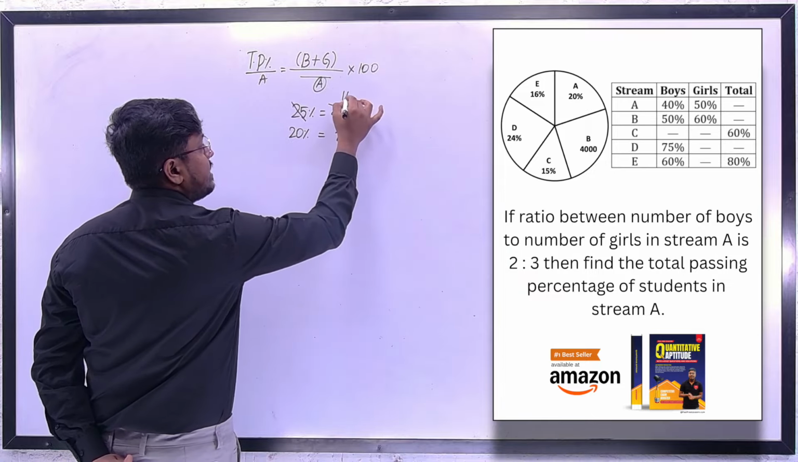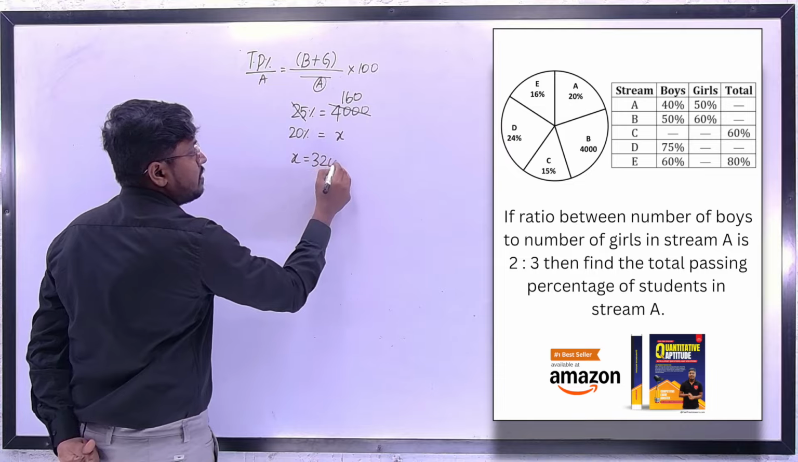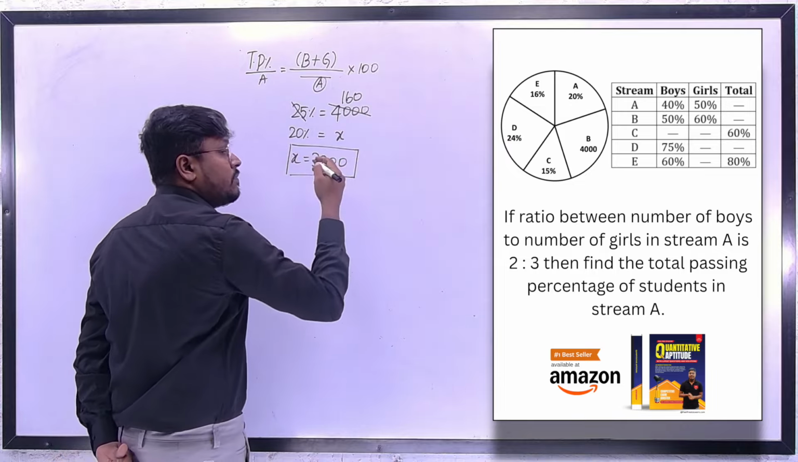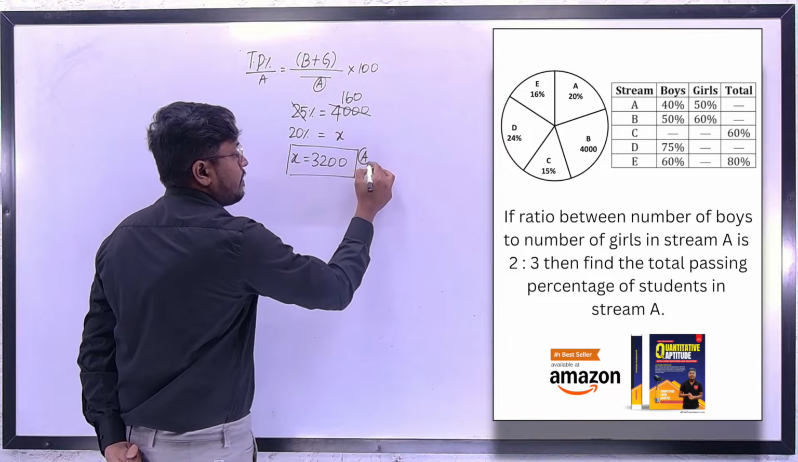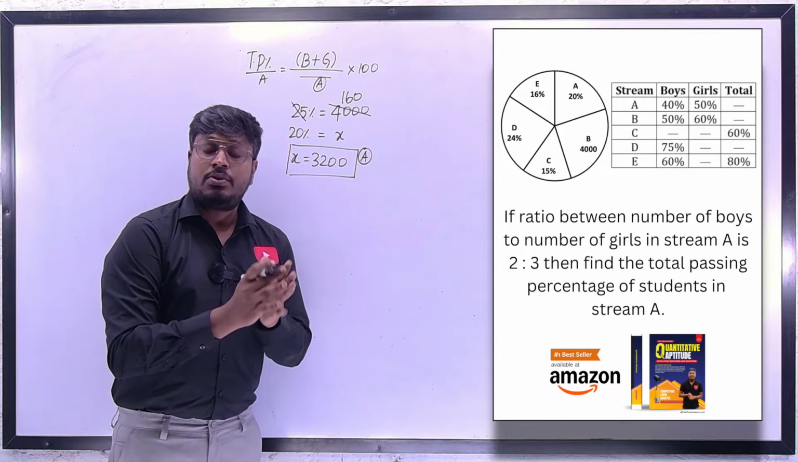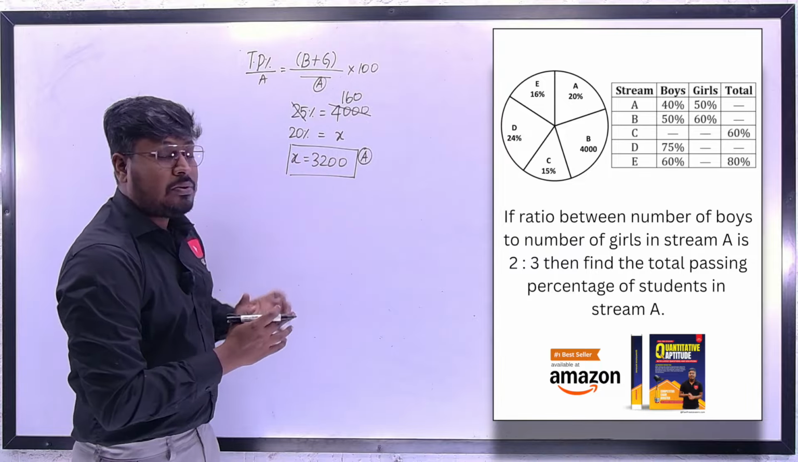So this will be 16 times 160. So x is equal to 3200. So 3200 is the total number of students in stream A. Now it's not the passed students, it's the total number of students, right? So the total number of students in stream A that we found here is 3200.